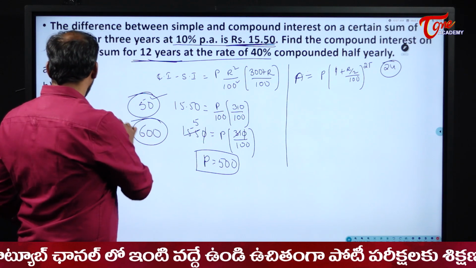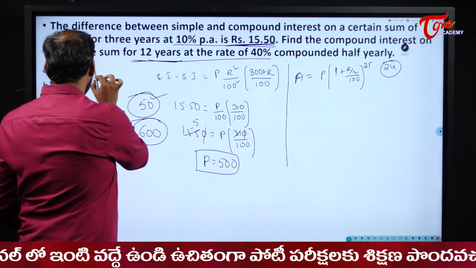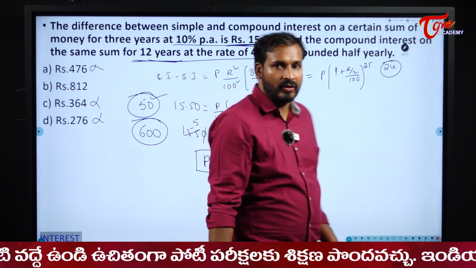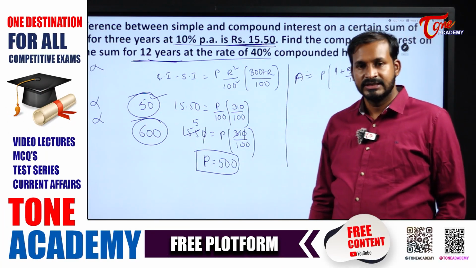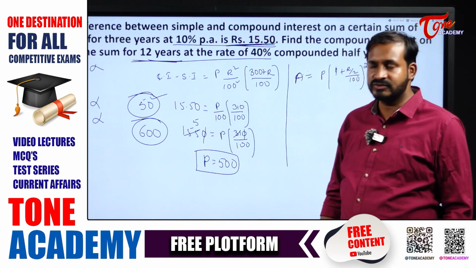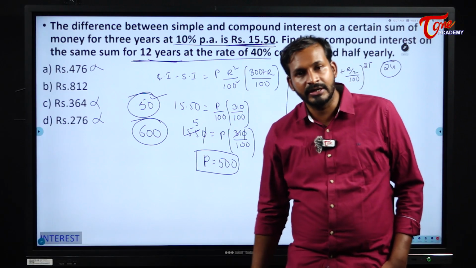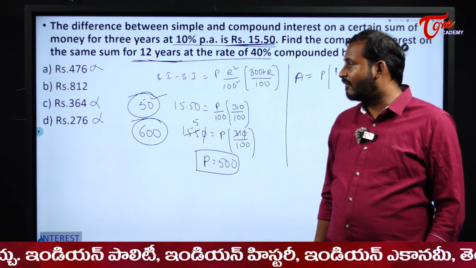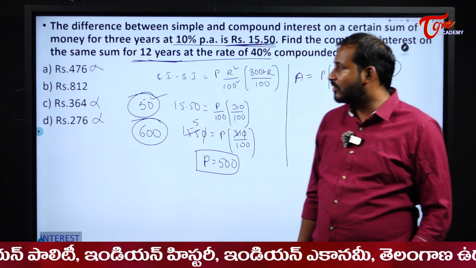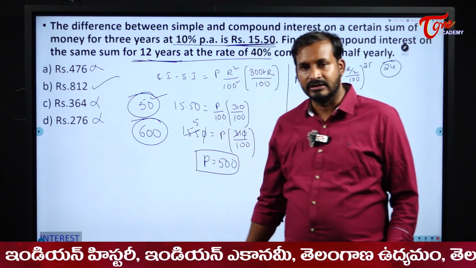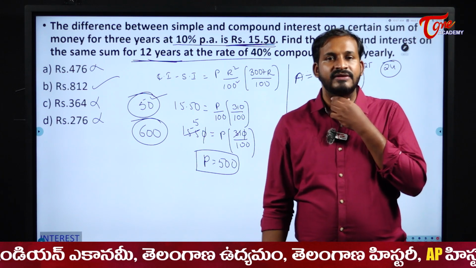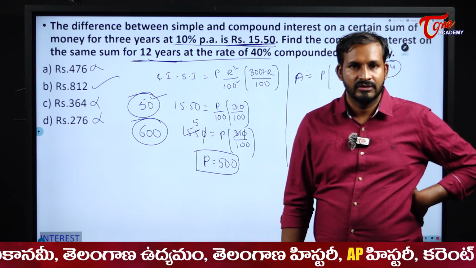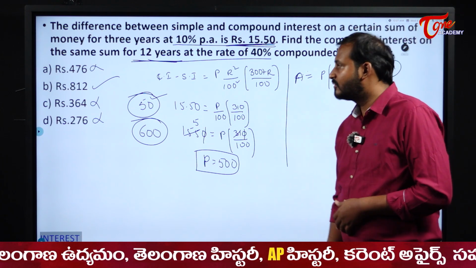So, basic problem, 3 options are deleted here. Why? Because simple interest will amount to 600. Then what about the compound interest? Compound interest will obviously be more than the simple interest. So, our answer here becomes 812. This is the best method to get the answer for this type of question, students. Understood? Right? We will move to the next one.